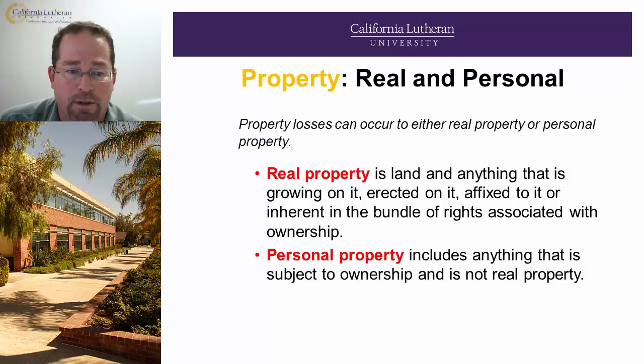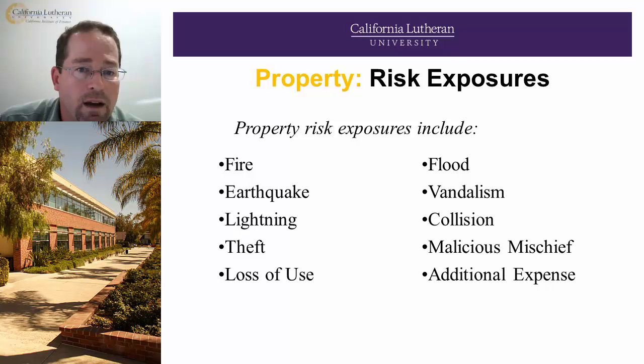Regarding real and personal property, real property is land and anything that is growing on it, erected on it, affixed to it, or inherent in the bundle of rights associated with ownership. Personal property includes anything that is subject to ownership and is not real property. Some property risk exposures include fire, earthquake, lightning, theft, loss of use, flood, vandalism, collision, malicious mischief, and other additional expenses.